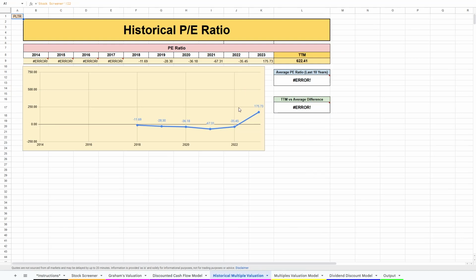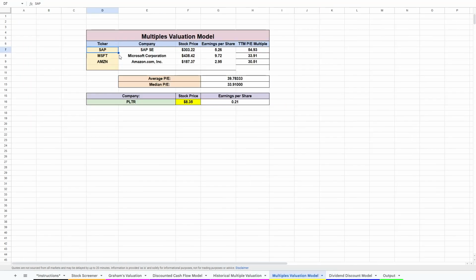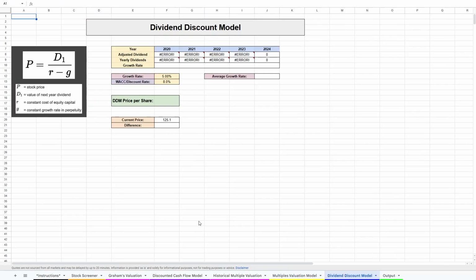Historical multiples, well, they do not have an historical multiple since they haven't been profitable for most of their history. Now, for multiples, I know they're technically not in the same industry, but I compare to SAP, Microsoft, and Amazon because of cloud. And although Palantir is in defense, I couldn't have found any other competitors which are closer to Palantir. So I used SAP, Microsoft, and Amazon, and I got an intrinsic value of $8.35. The dividend discount model doesn't apply since they do not give out a dividend.